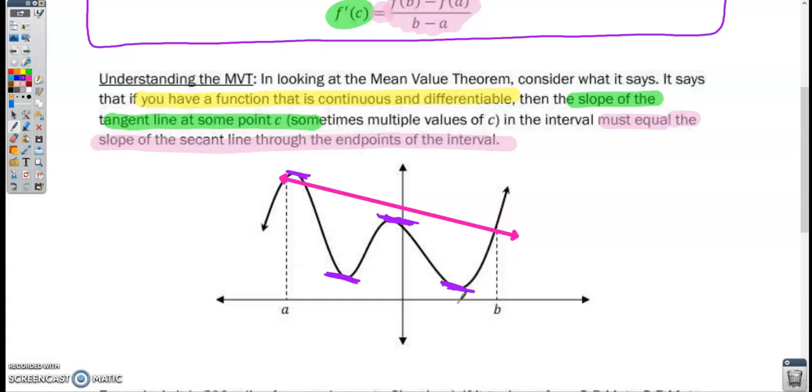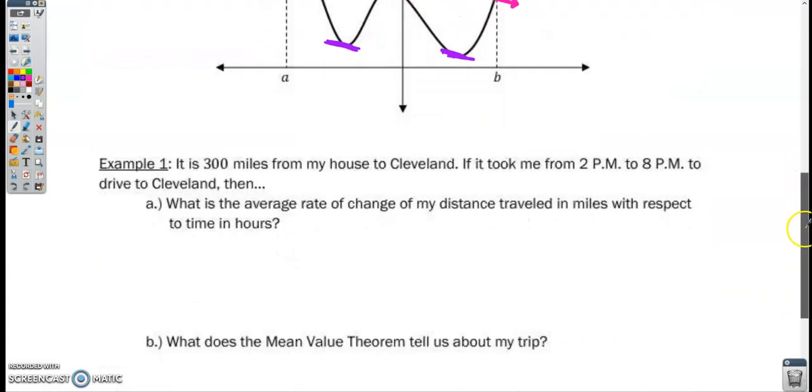And of course, that's only guaranteed because the function that you see drawn here is continuous on the interval from a to b and differentiable on the interval from a to b. If it's not either of those things, all bets are off. Can we have places where the derivative is the same as the slope of the secant line through the endpoints? Yes, but it's not guaranteed. And we've talked about that idea with some earlier theorems as well. All right, let's look at some examples.